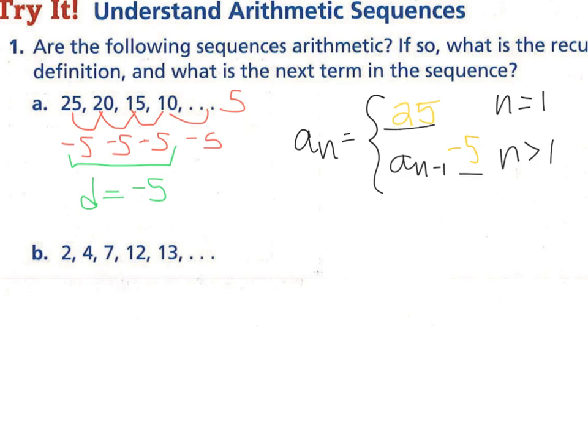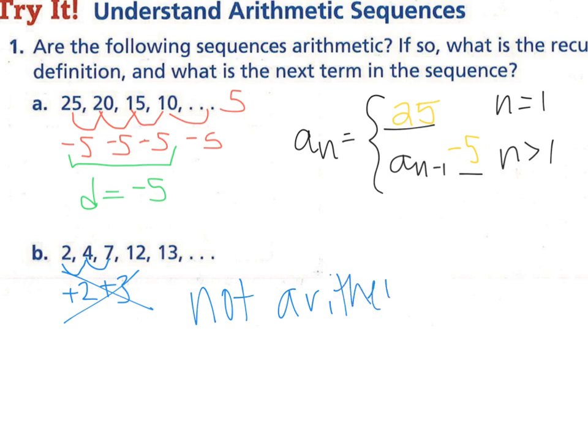For part B is actually even easier, you all. We start looking for our common difference. So 2 plus 2 is equal to 4. 4 plus 3. Oh, already not a common difference. So since there is not a common difference, this sequence is not arithmetic. So we just write not arithmetic. Done.